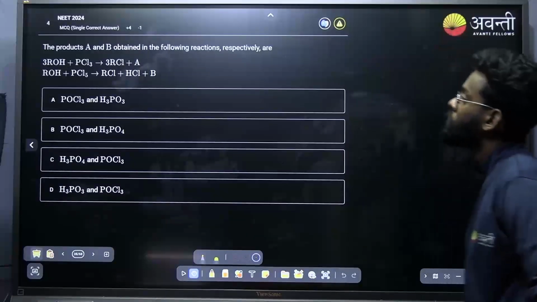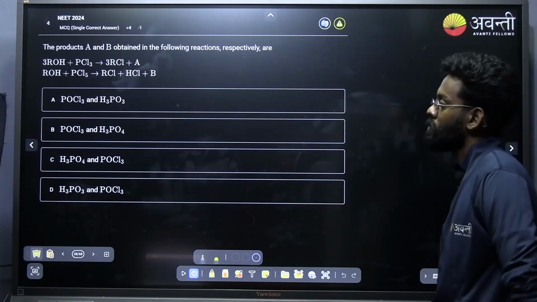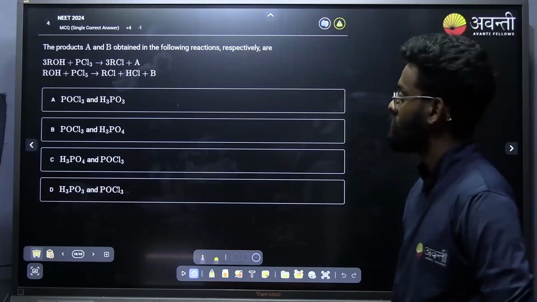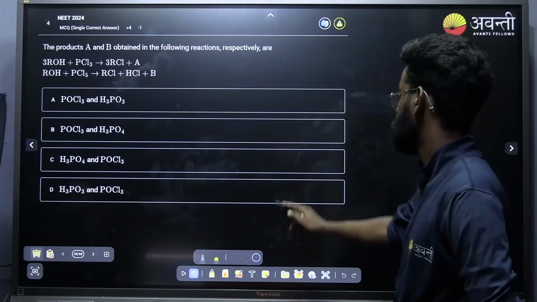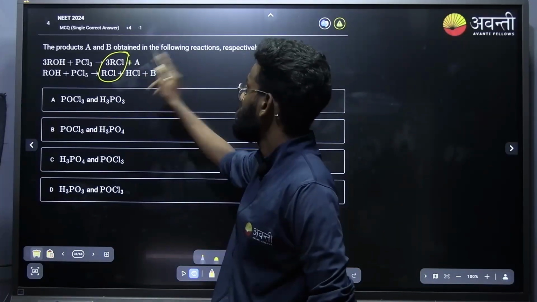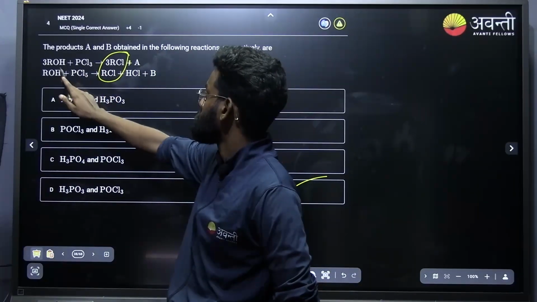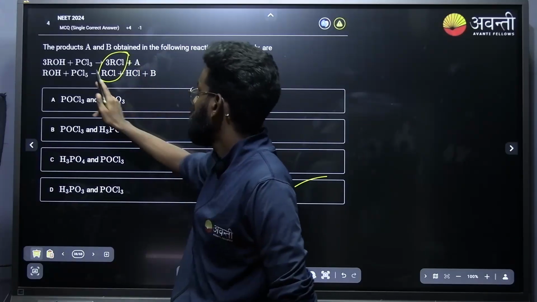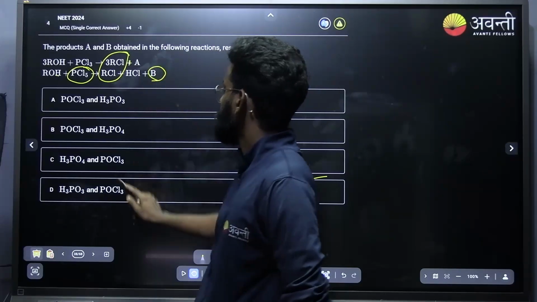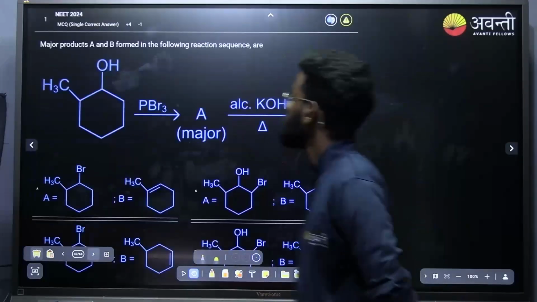Now the next one. Products A and B obtained in the following reactions respectively are. I think the same thing we discussed in the haloalkanes. Option D, very good. Here one thing is that in both cases you will be getting alkyl halide, but you should know about the byproduct also. Yesterday I told you that if PCl3 reacts with an oxygen containing substrate, you will be getting H3PO3 as the byproduct, and PCl5 on reacting with an oxygen containing substrate, you will be getting POCl3 as the byproduct. Yes. Next one.